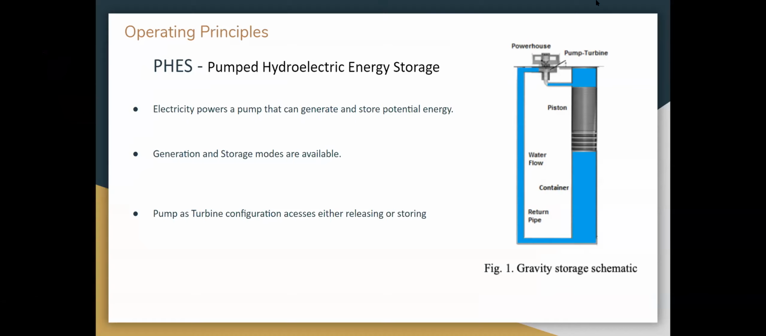Another principle to note is that the PAT configuration acts as either releasing or storing of potential energy, which is caused by either the raising or the dropping of the system. The PAT is known as the pump as turbine. It is located within the powerhouse hub. The pump turbine displayed in the schematic to the right is the main foundation of the system, allowing kinetic and pressure energy of the fluid to become mechanical energy.